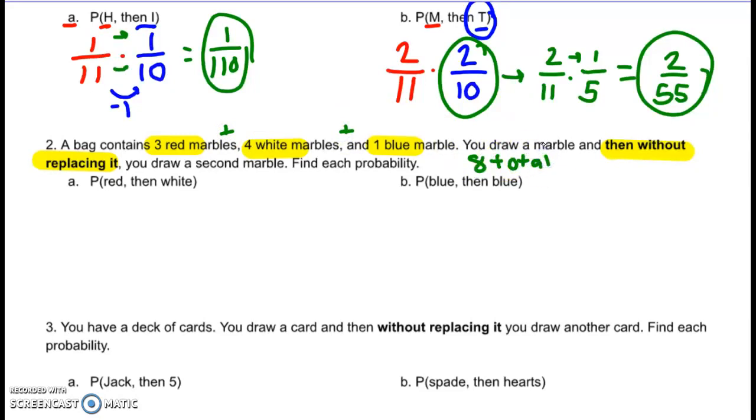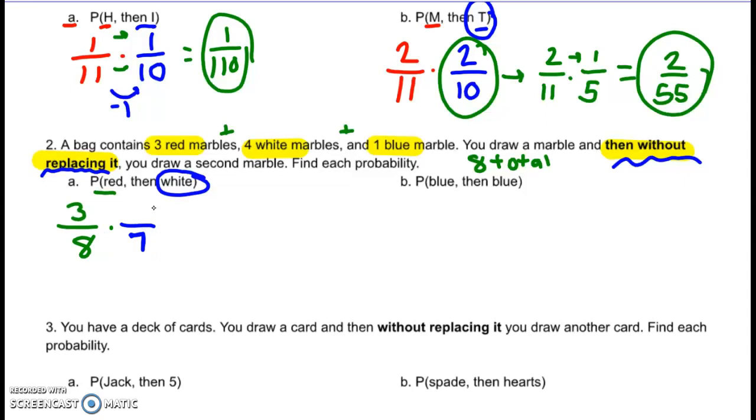So in scenario number 1, it says, what's the probability of drawing a red marble? And since all of the numbers are in the bag, we have 3 red out of 8 total marbles. But now the question says, what's the probability the second event is drawing a white marble? And because we did not replace the marble we drew at first, my denominator is going to go down by 1 again.